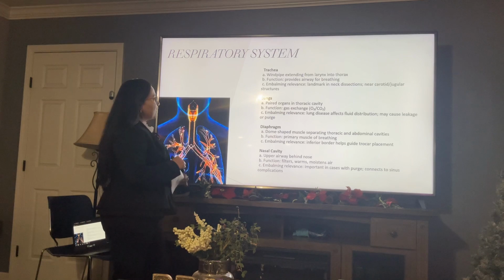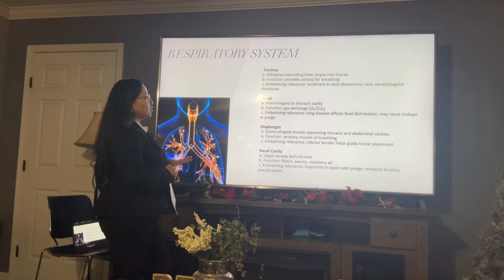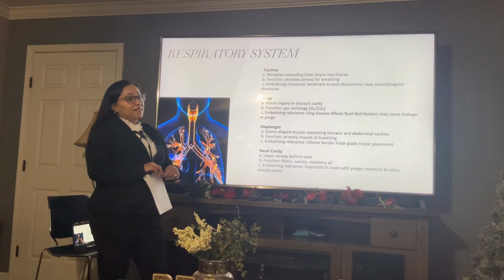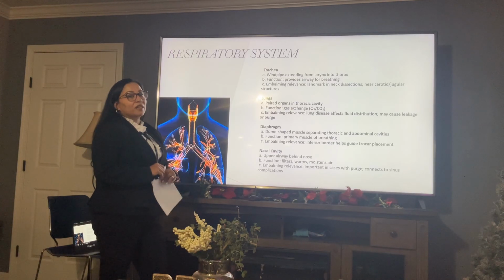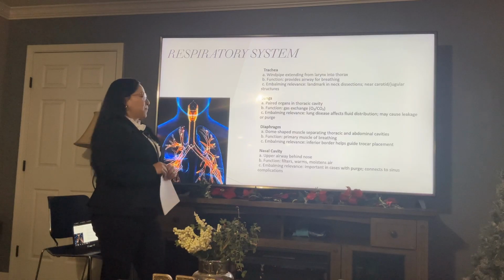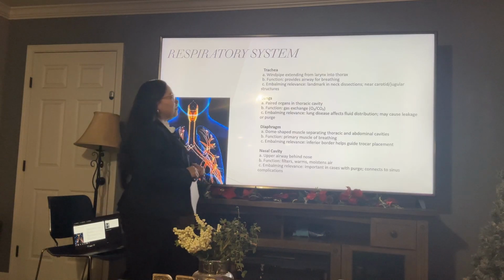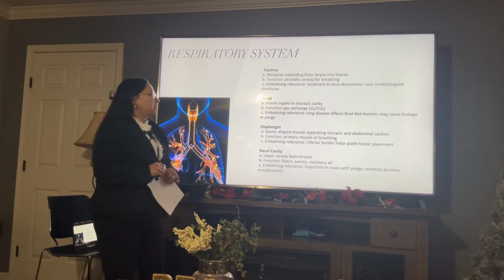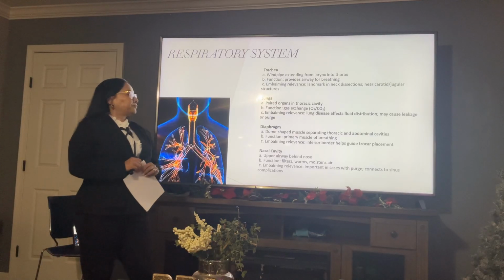The next structure is the diaphragm. It's a dome-shaped muscle separating the thoracic and abdominal cavities, and the function is the primary muscle for breathing. The embalming relevance is that the inferior border helps guide trocar placement.